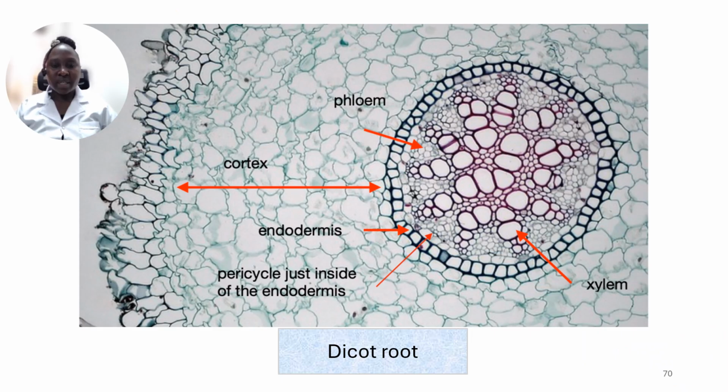And here, this is the dicot root. Remember, we said that in the dicot root, the xylem can either form a star shape or an X shape. And this is the star shape that has been formed. This star shape is the xylem with its fingers here, and between the fingers we find the phloem.